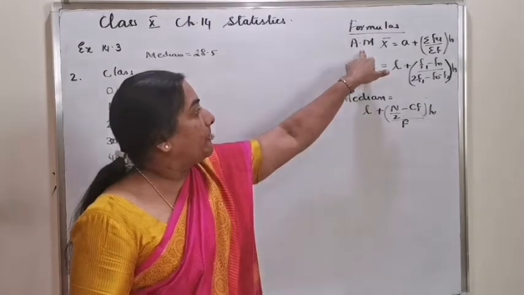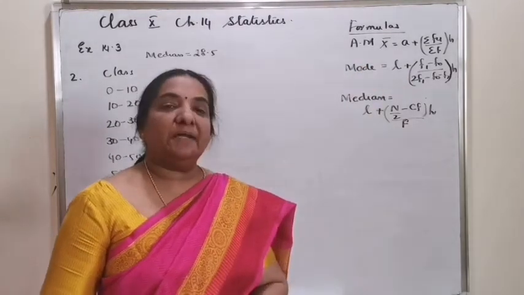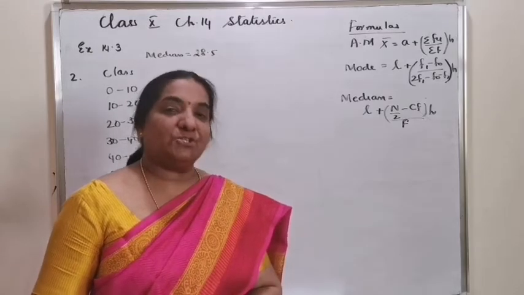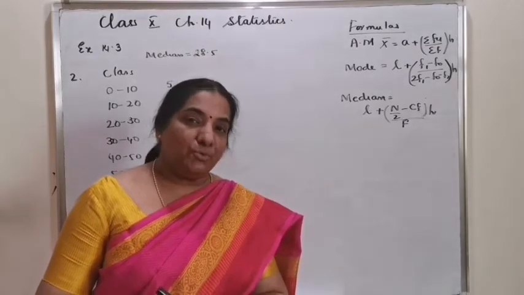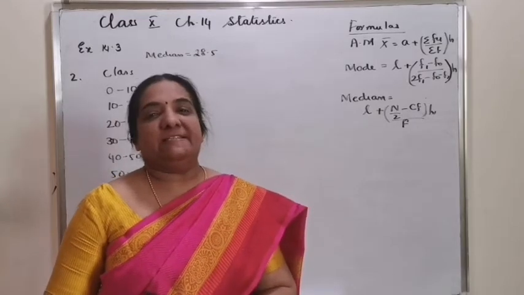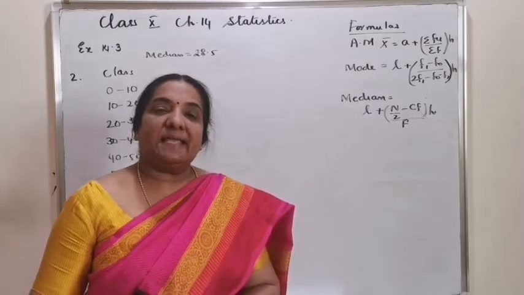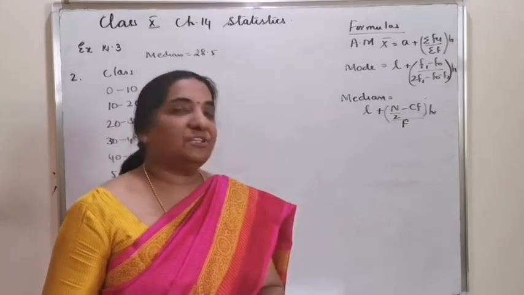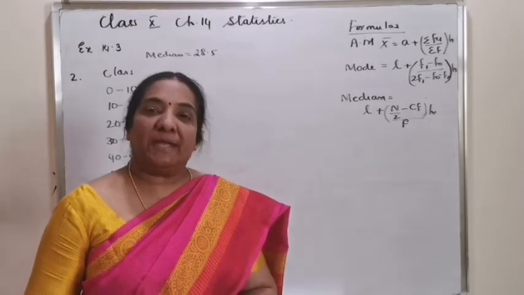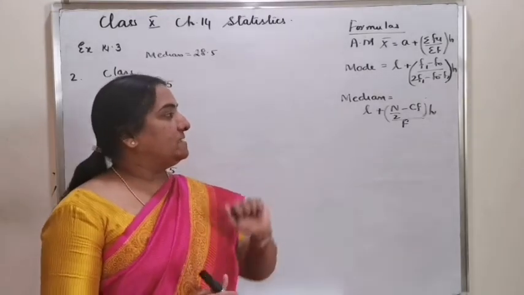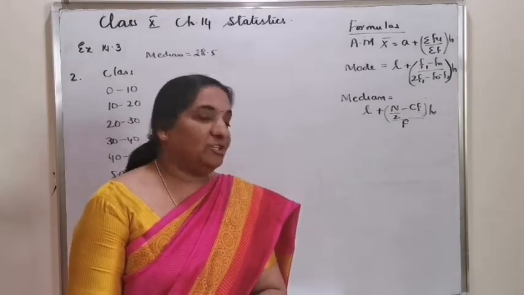Arithmetic mean by shortcut method: x bar is equal to a plus sigma fu by sigma f into h, where h is the class interval, a is the assumed mean and u is xi minus a by h. Mode is calculated as L plus (f1 minus f0) by (2f1 minus f0 minus f2) into h, and median is equal to L plus (n by 2 minus cf) by f into h.